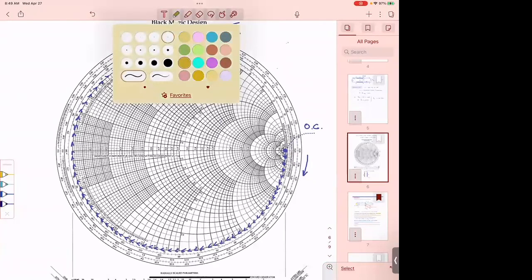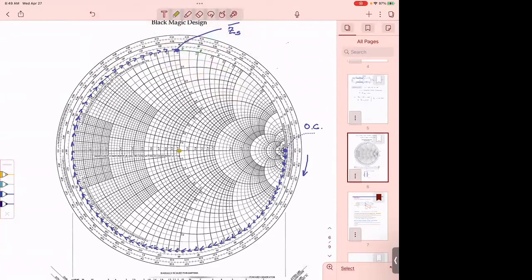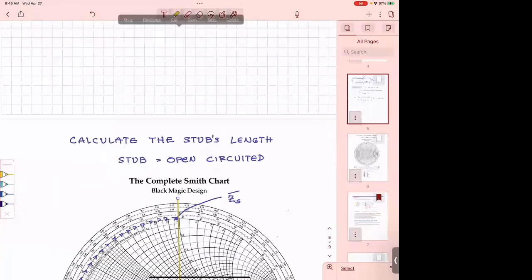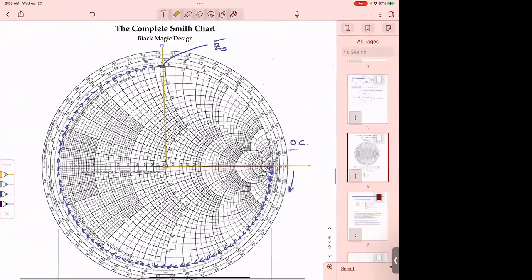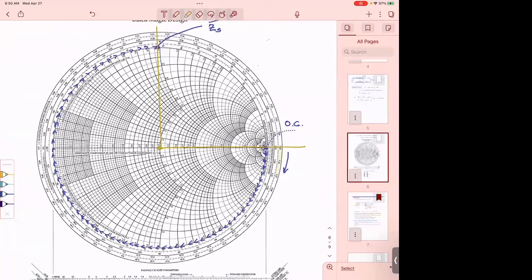We connect the center of the circle with the starting point. That's one. And then with the end point, we draw these two lines. Okay. And then we measure, we go on the outer here. We go around because that's where we measure distance on the outer circle. And we go around until we stop there.